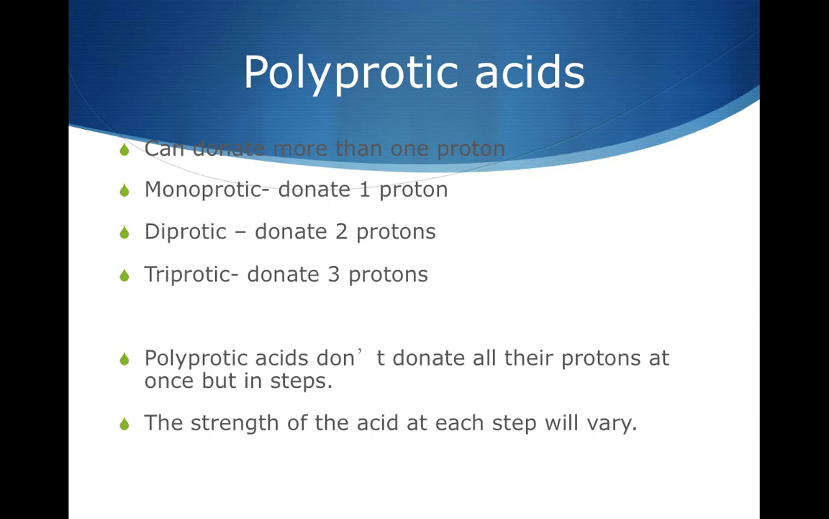If they do it more than once, then they are donating them in multiple steps. So they don't give them all away at the same time. They give one away, then a second one, then a third one if they've got one to give. And they might give away the first one really readily, so there'd be a strong acid for the first donation, but then get progressively weaker or more reluctant to give it away as you go down.